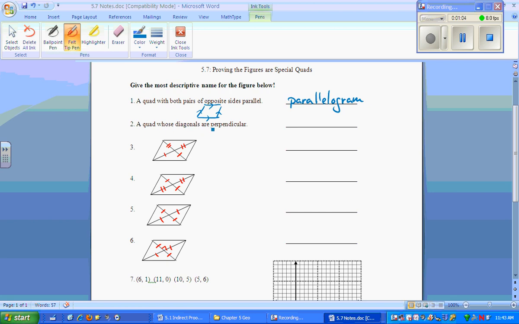Number 2 says a quadrilateral where the diagonals are perpendicular. Well, right off the bat, we know a kite has perpendicular diagonals, but we also know that the rhombus, which is a different part of the family from our family story, has it. So we can't decide one over the other. We can't just say I prefer a kite over something else. So we're going to have to just say it's a quadrilateral.